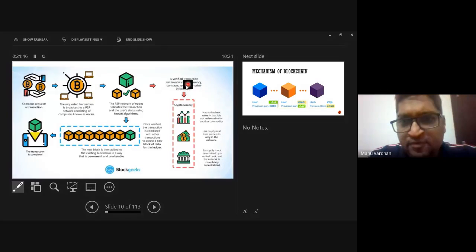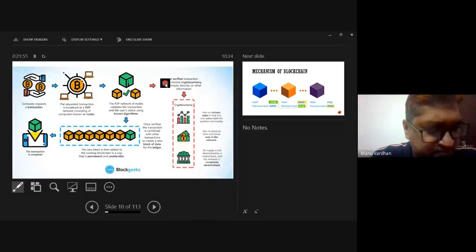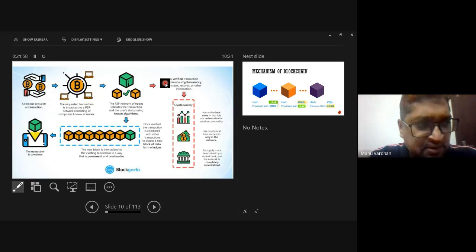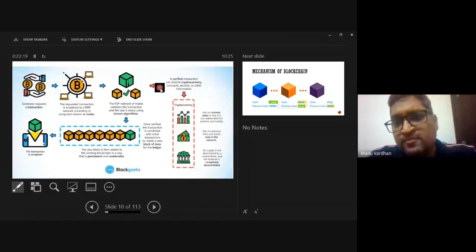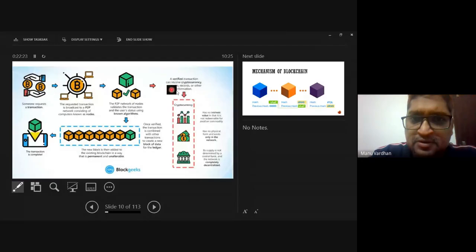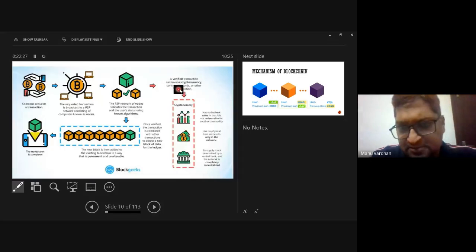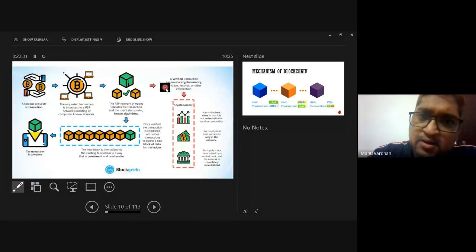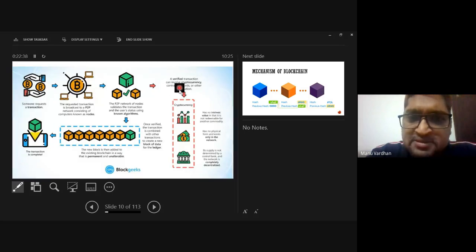It says a verified transaction can involve cryptocurrency and contracts. Contracts means smart contracts. They ensure quality of service, and smart contracts are just conditions that get automatically triggered as and when required. They basically remove any human interference in respect to quality of service. Suppose some terms and conditions or quality of service are compromised, then the service provider needs to pay a penalty for that.